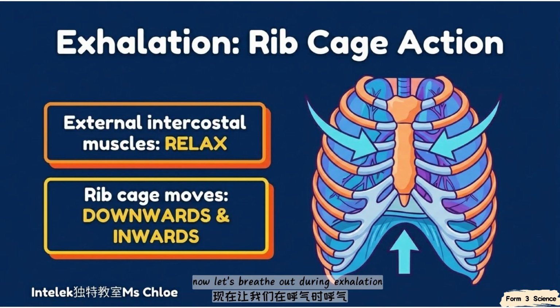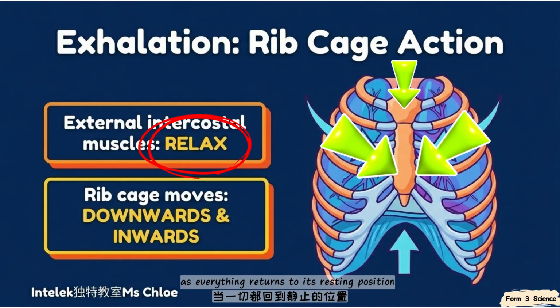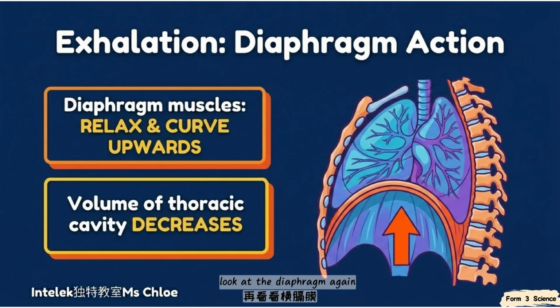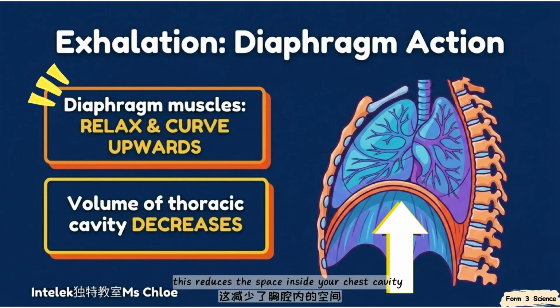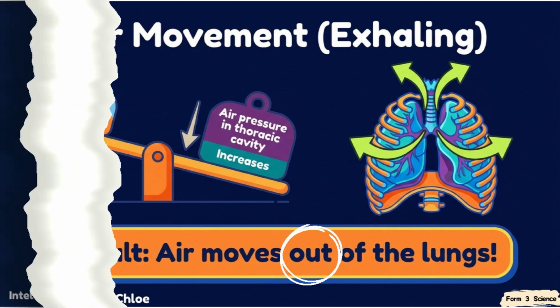Now, let's breathe out. During exhalation, your intercostal muscles relax. Your rib cage moves downwards and inwards as everything returns to its resting position. Look at the diaphragm again. It relaxes and curves upwards, forming a dome shape. This reduces the space inside your chest cavity. Since the volume decreases, the air pressure increases. This higher pressure inside your chest forces the air out of your lungs. It's like squeezing a balloon.